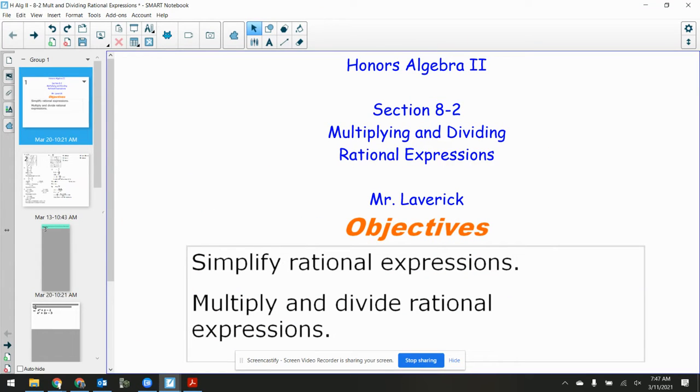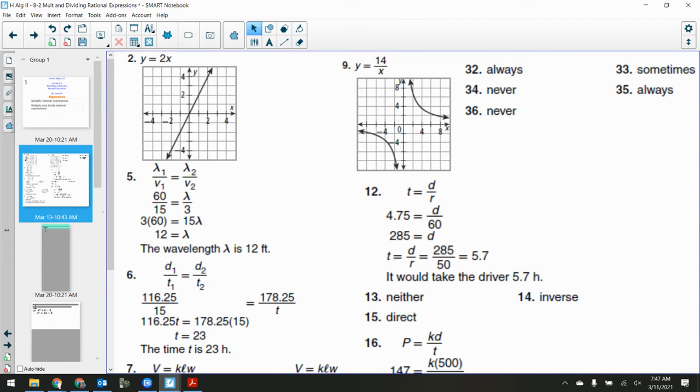Welcome back, everybody. So again, just check out your section 8.1 homework and check your answers. Everybody following along at home, I've already gone through this in class, so just pause and check the homework where you need to.